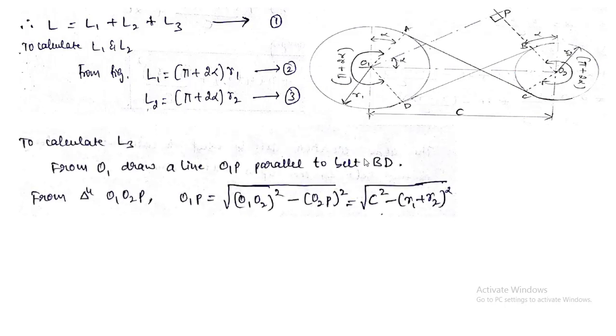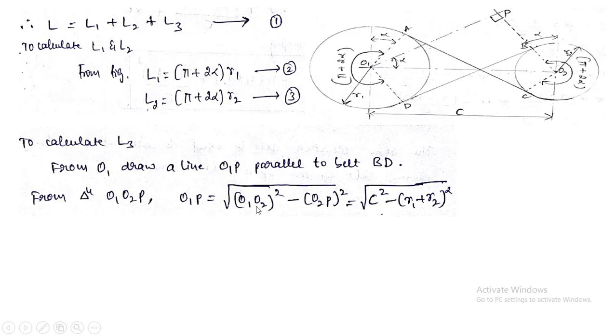Next, L3 has to be calculated. To calculate L3, we need to do a small construction here. That is, we will draw a line O1P parallel to BD. So then we will get a right angle triangle here, O1 O2 P. From this triangle O1 O2 P we will write the expression for O1P.